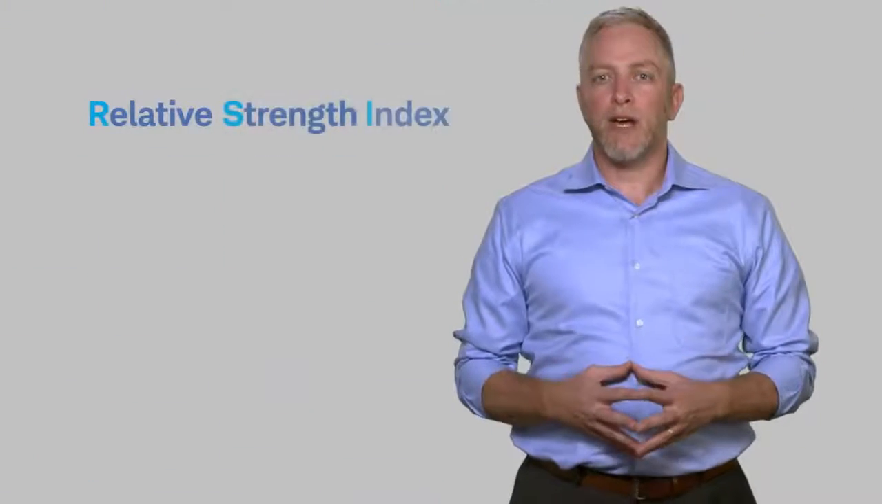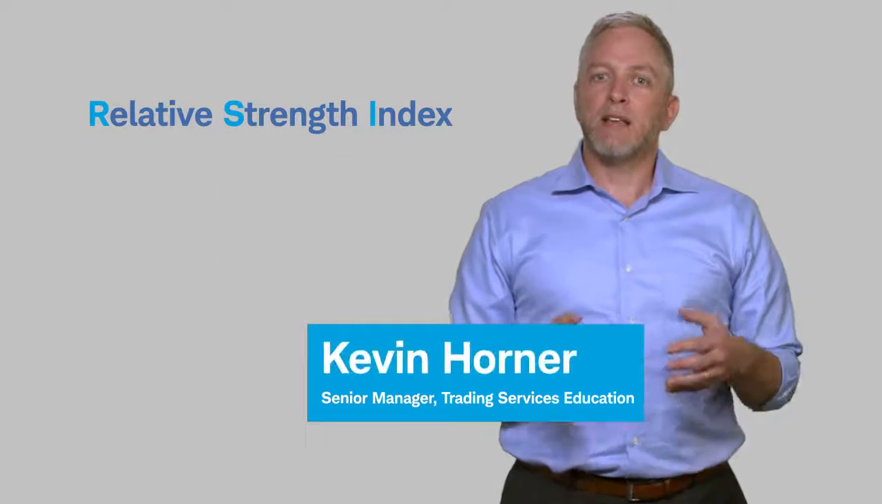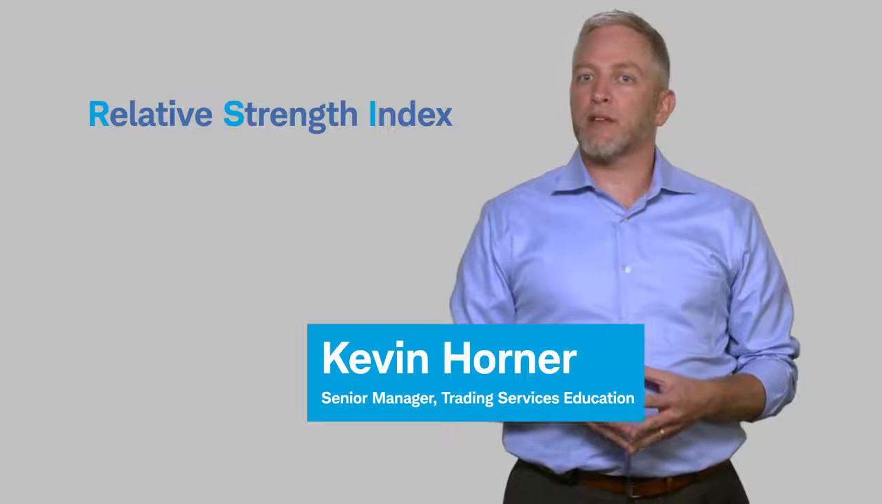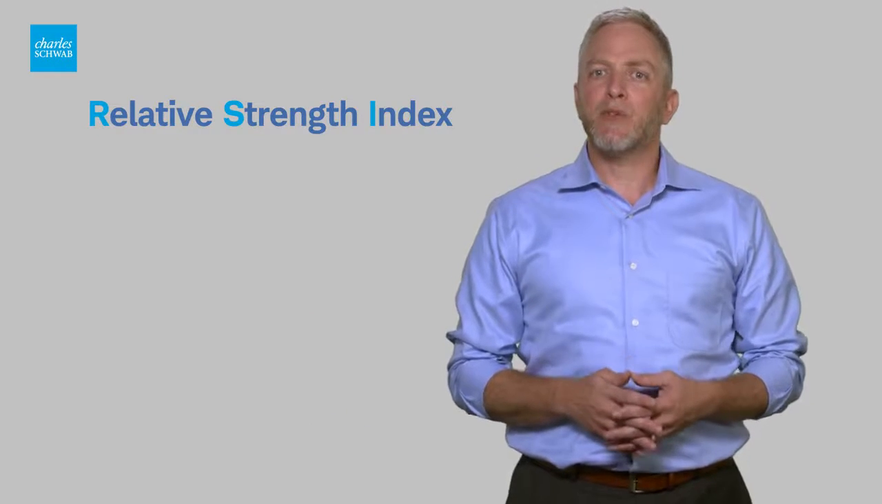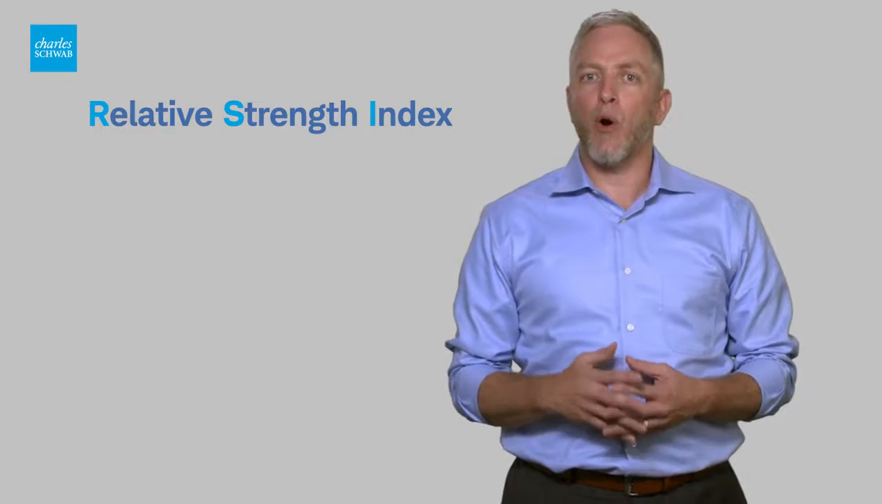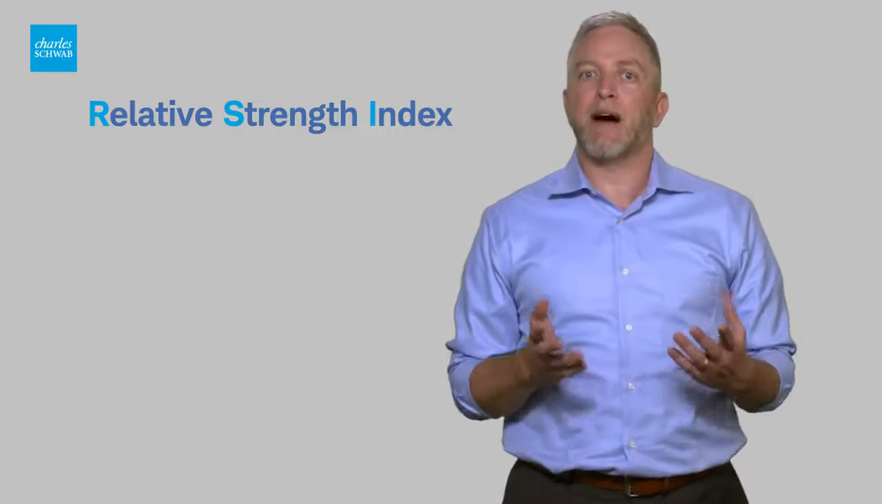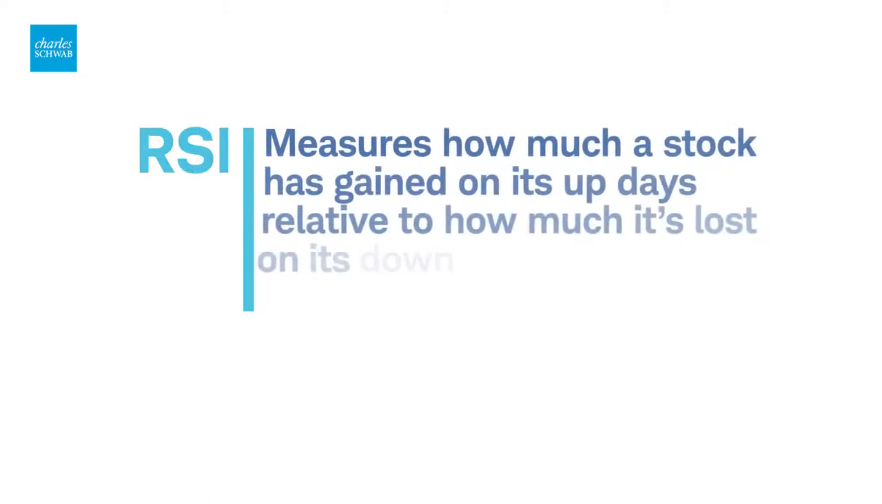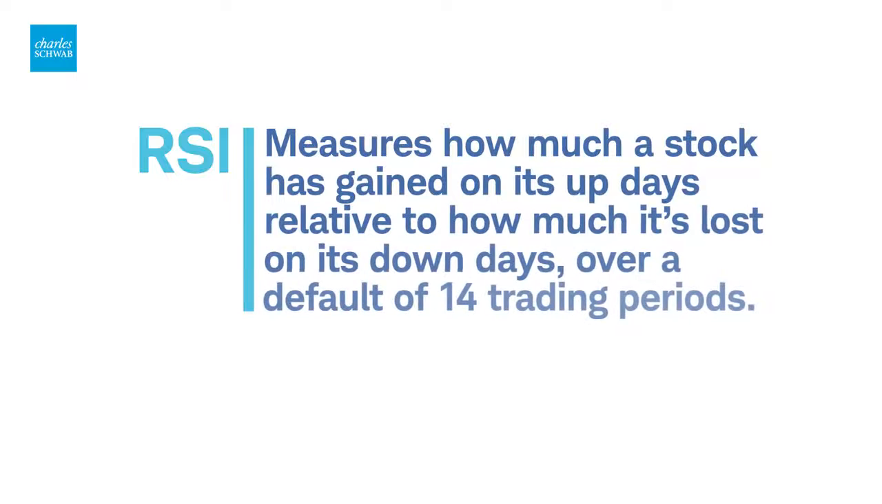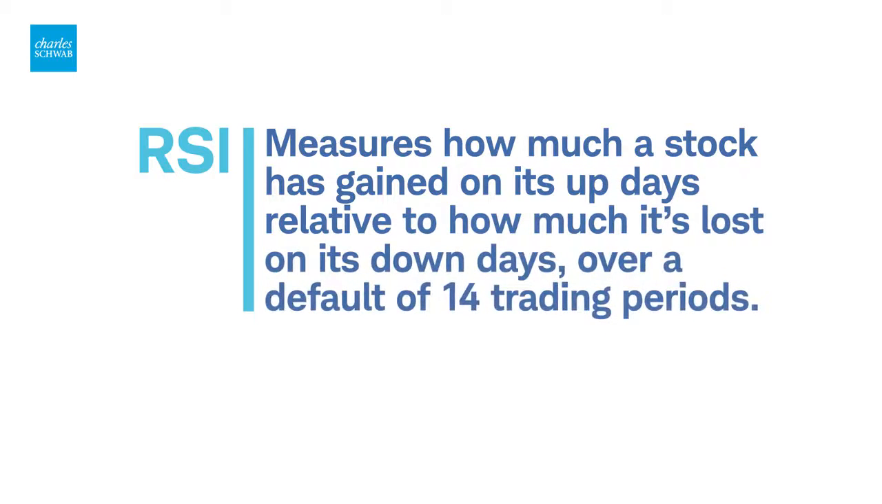The Relative Strength Index, or RSI, is a technical indicator measuring the strength and momentum behind a stock's recent price moves. It can give you a sense of when a stock might have become over or undervalued and possibly ripe for a reversal. RSI measures how much a stock has gained on its up days relative to how much it's lost on its down days over a default of 14 trading periods.